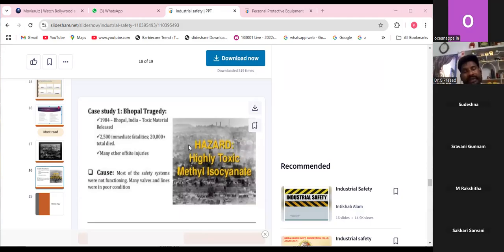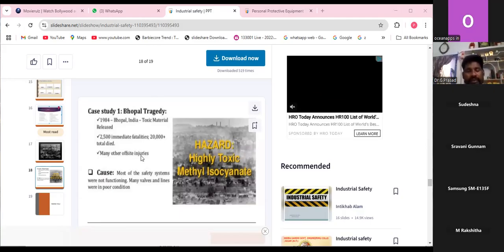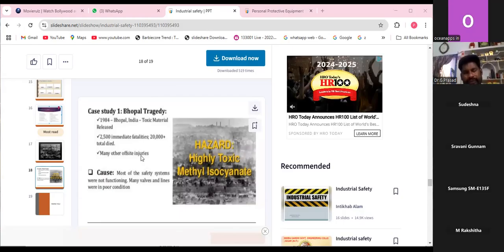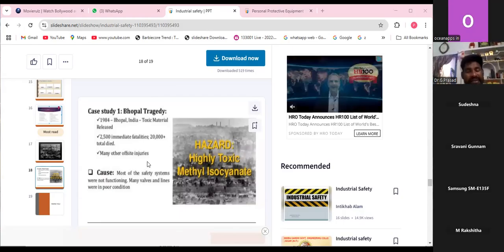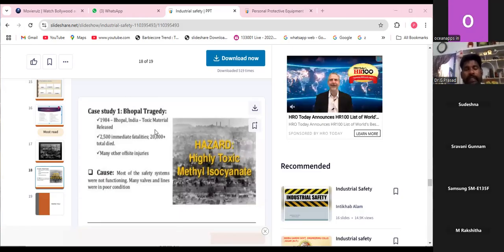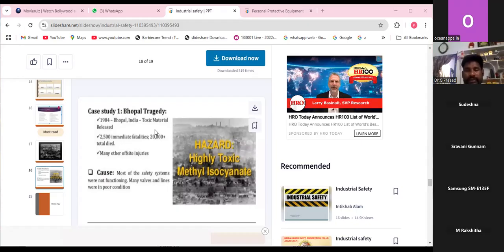Methyl isocyanate is a colorless and odorless liquid. It doesn't have any smell. Because most of the safety systems were not good, the company was established in India in 1984 when safety regulations were not there. Safety rules and regulations were not there, and I think even a safety department was not there at that time. Because of that, lines and walls were not proper.